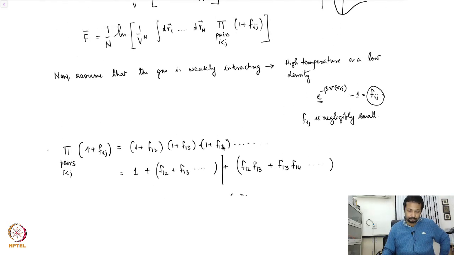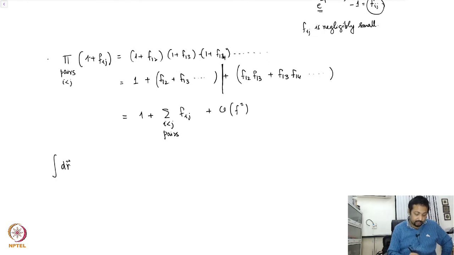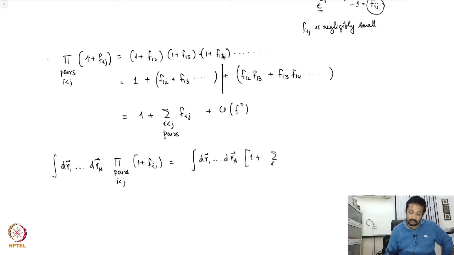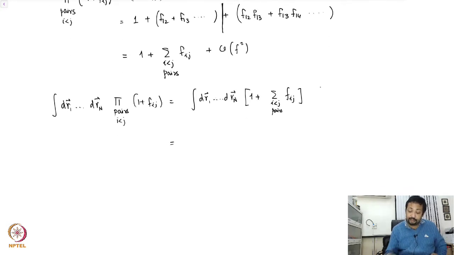Now, let's look at the integral of this quantity, dr1 ... drn, product over pairs with i less than j of 1 plus fij. It is going to be the integral dr1 ... drn of 1 plus the sum over i less than j, all the pairs you are considering, of f of ij, plus something of higher order, which we ignore. The first one is very trivial to do. It is nothing but V to the power n. The second one is the integral dr1 all the way up to drn, sum over i less than j of fij.